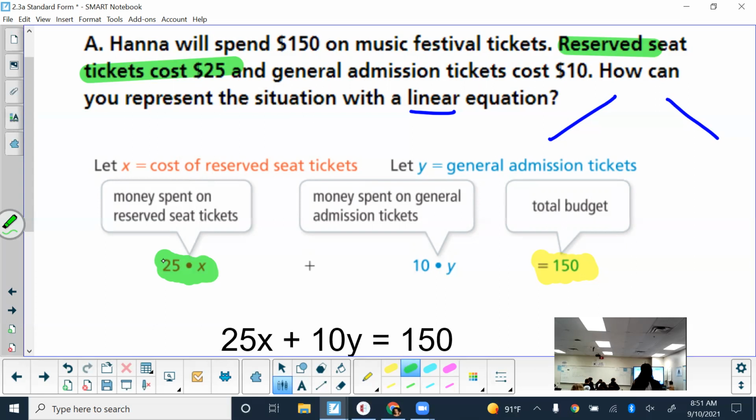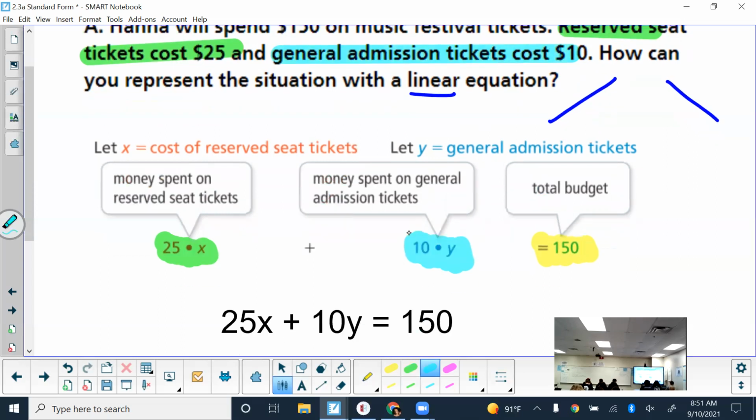And then we also have something else in there. The $10 general admission tickets, which again is multiplication: 10 times however many of those tickets she wants to buy. And then just throw it together, and now you can model it. And doesn't this look like standard form?